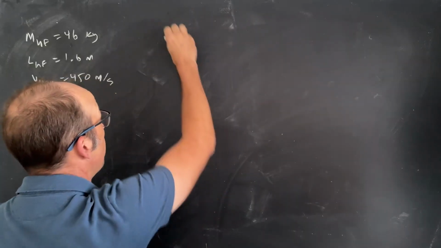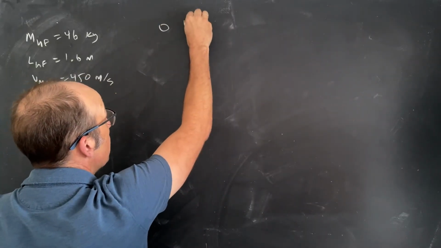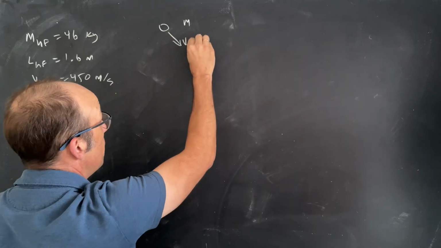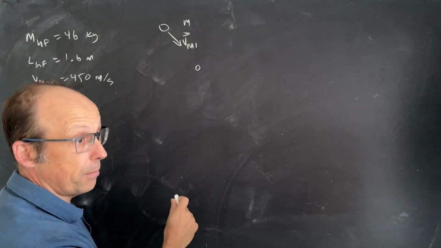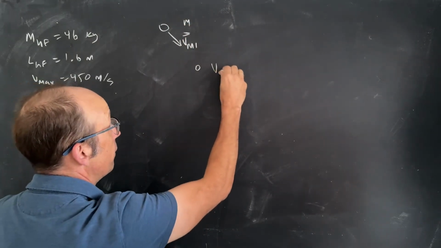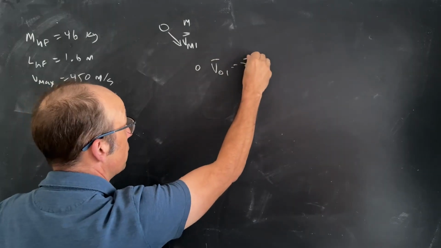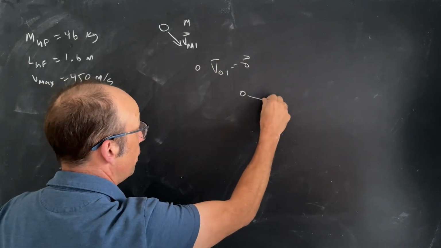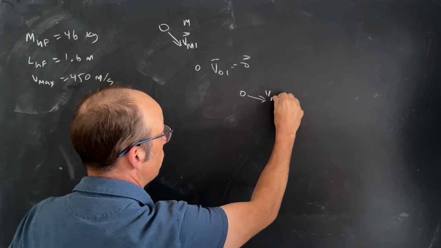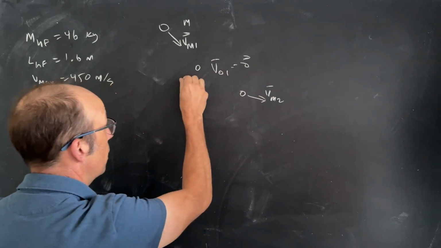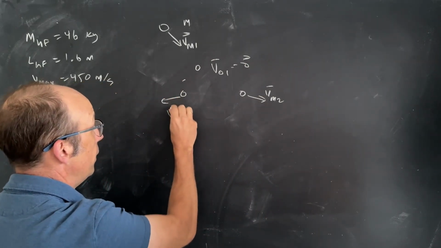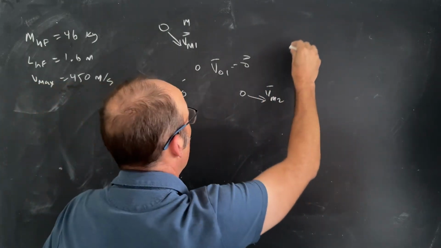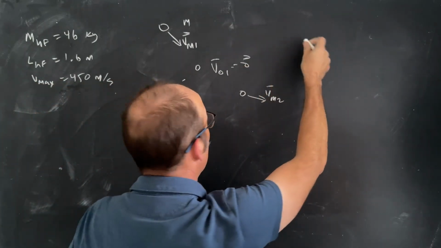So here I have the missile, and here's my orb. And so this has a velocity, I'll call it V missile 1. It's the velocity of the missile before the collision. And the velocity of the orb before the collision is 0. It's at rest in this frame. And then this missile bounces off over here. So this is V missile 2. And then the orb goes over here, V orb 2. Conservation of momentum says the following. It says the momentum before is equal to the momentum afterwards.